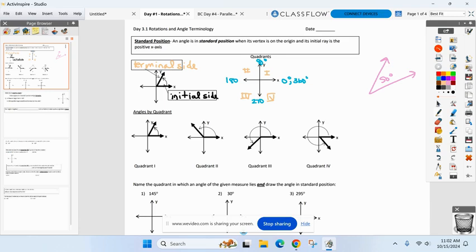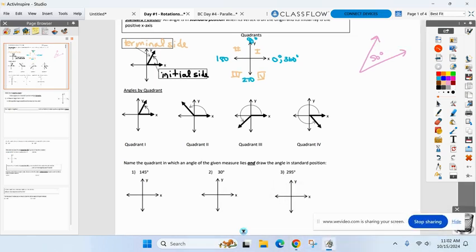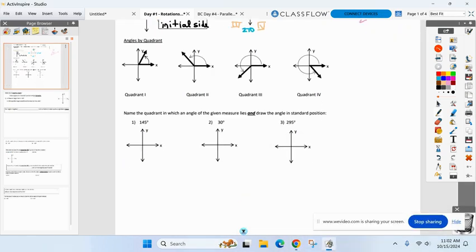All right, let's go right down to the bottom here. I'll give you an angle. I'll call on somebody. Tell me what quadrant it's in, and then I'll help you graph it. So I have a 145 degree angle. What quadrant would that fall in? Don't yell anything out. Look at the labels we had above. Where's 145 going to be, in what quadrant? And then I'll help you graph it.